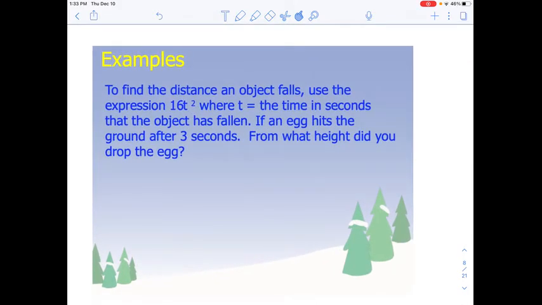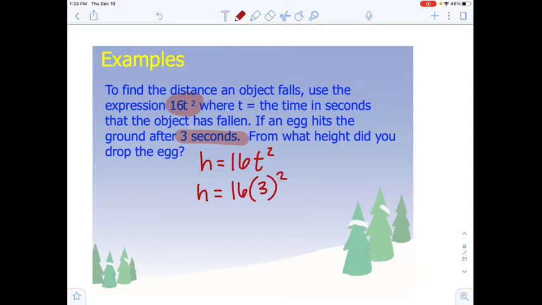Okay, word problem here. It says to find the distance an object falls, use the expression 16t squared, where t is the time in seconds that the object has fallen. If an egg hits the ground in 3 seconds, from what height did you drop the egg? So we know height equals 16t squared. And the time was 3. So I'm going to plug in 3 for t. So h equals 16 times 3 squared.